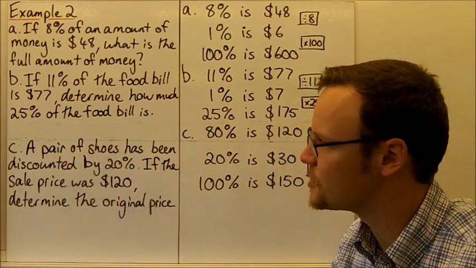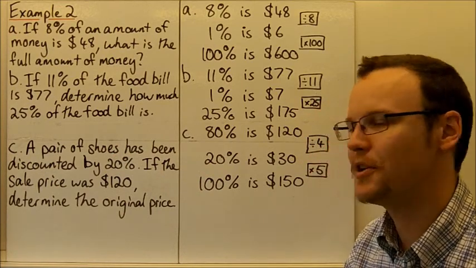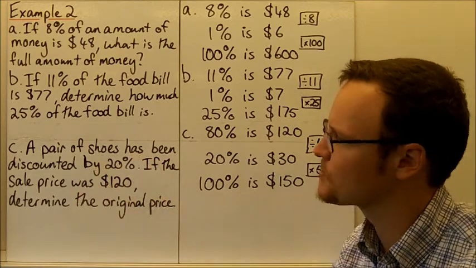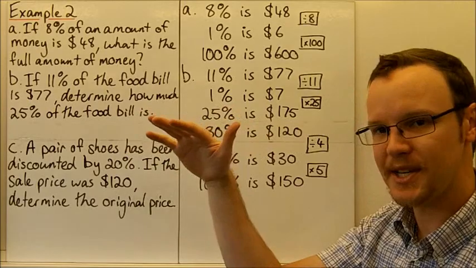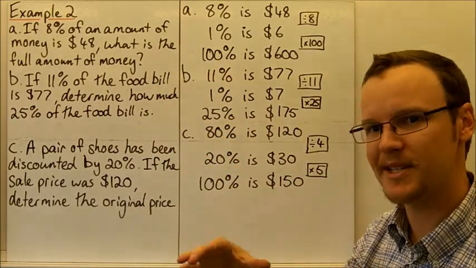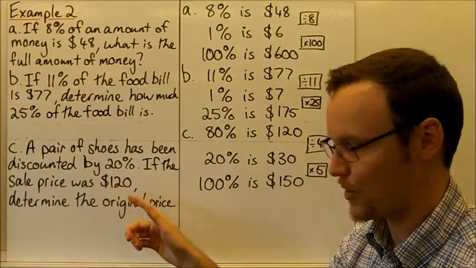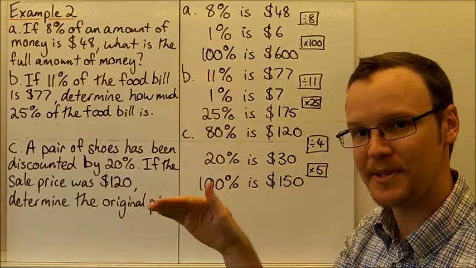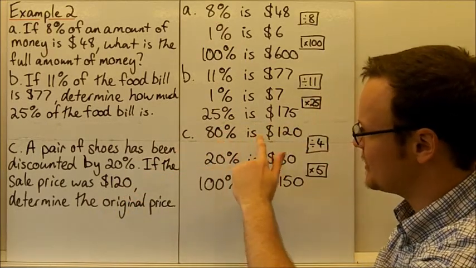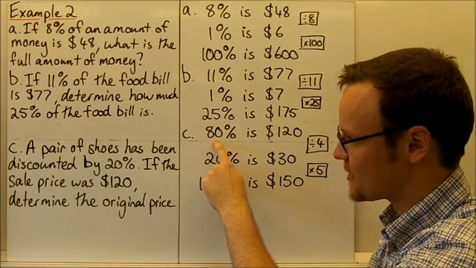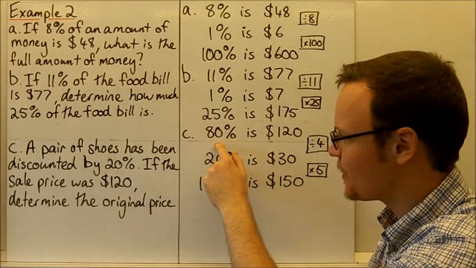Lastly, a pair of shoes has been discounted by 20%. If the sale price was $120, determine the original price. So the sale price was $120. The original price would have been 100%, and then it was discounted by 20%. That means it's reduced by 20%, and that is the amount that we've got. So that reduction of 20% means that this $120 is 80%. So 80% is $120 because it's been discounted. 20% has been reduced from it, taken away from the 100%.